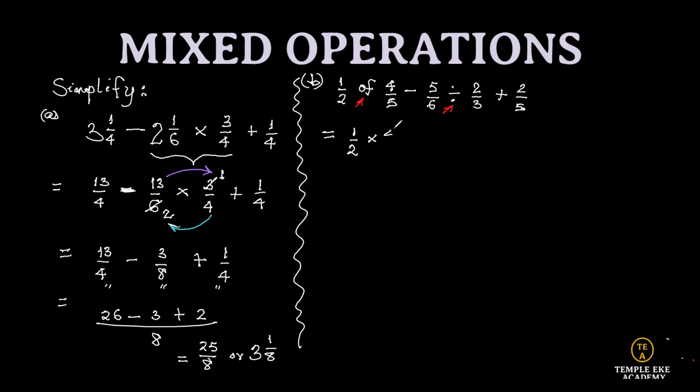So we have 4 over 5 minus 5 over 6. The divide will translate into times with the inversion of the fraction on the immediate right. So 3 upstairs divided by 2 downstairs. And finally, plus 2 over 5. Now, at this point, let's recognize expressions that have times in between them. Two fractions separated by times must be taken together.